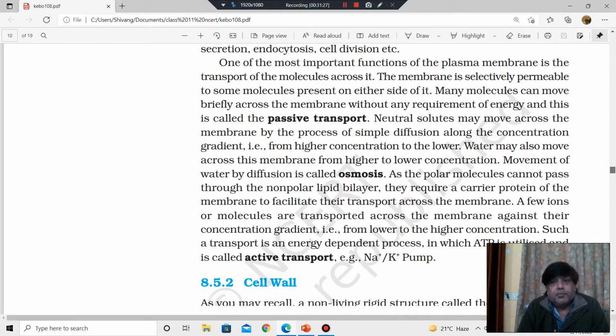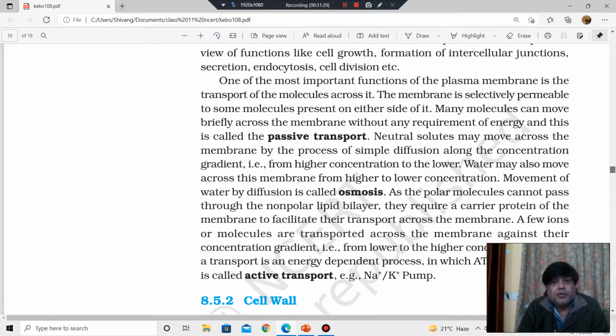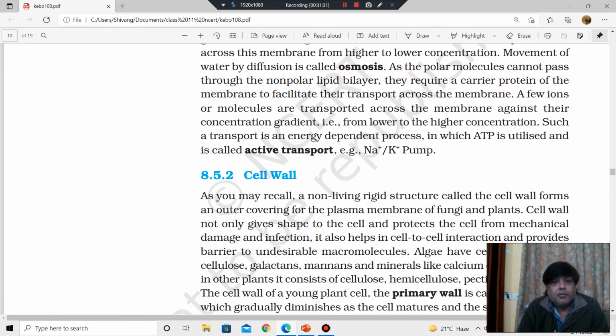One of the most important functions of the plasma membrane is the transport of molecules across it.